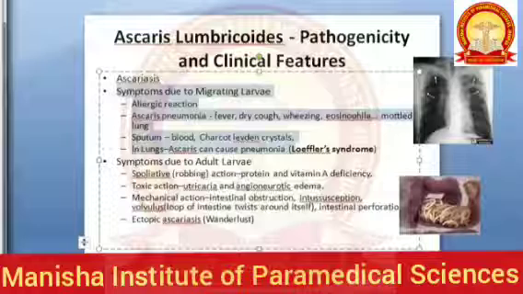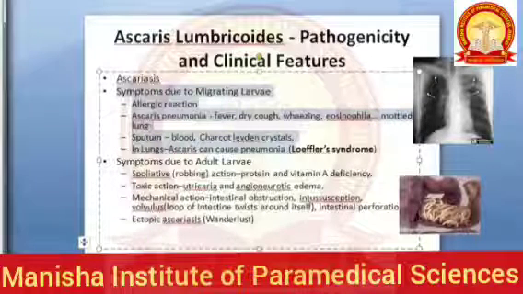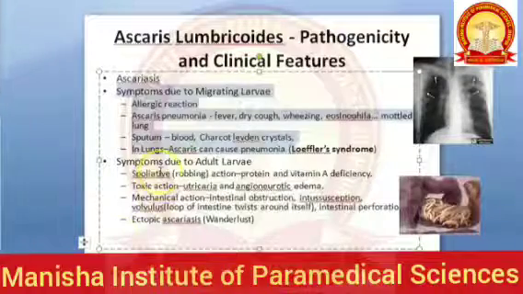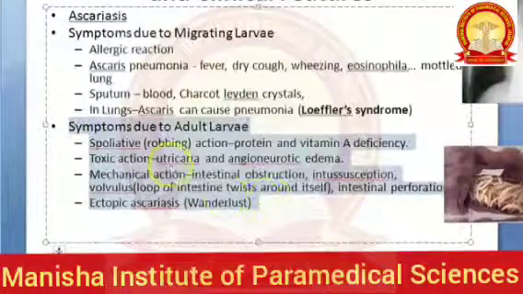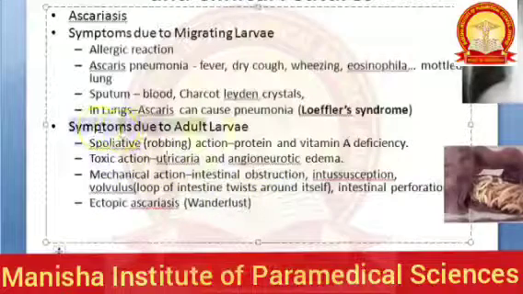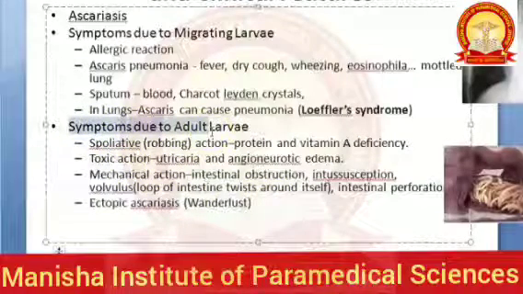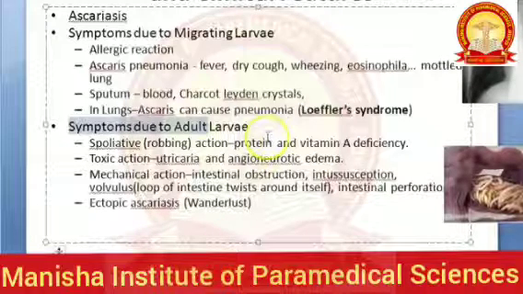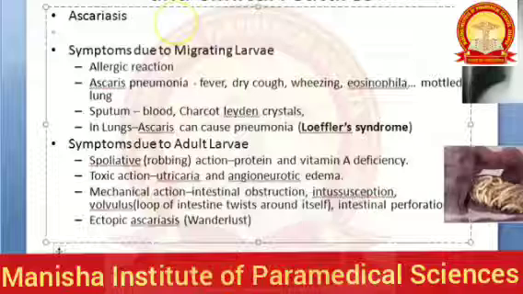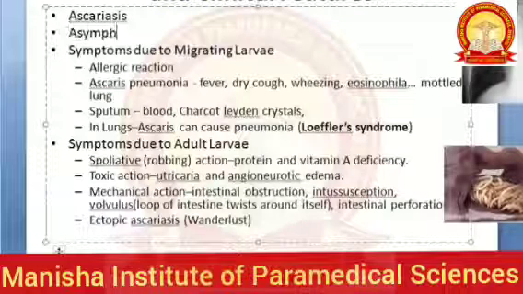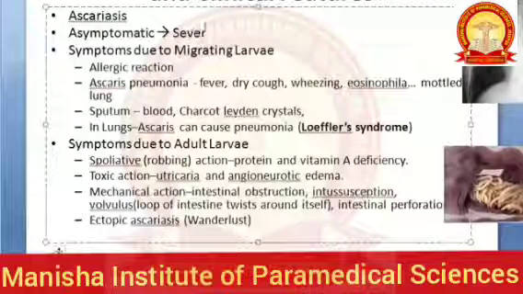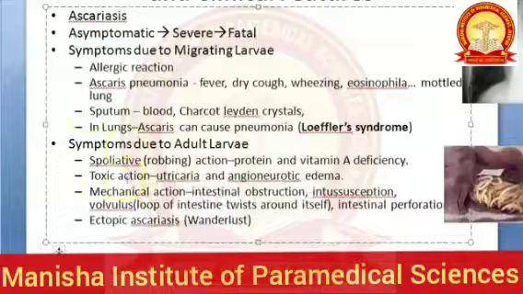Moving on to the symptoms due to the adult worm. Due to the adult worm, what can happen? The clinical manifestations due to the adult worm vary from asymptomatic infection to severe infection to even fatal consequences. So here always remember it can be asymptomatic to severe to fatal. Anything can happen.